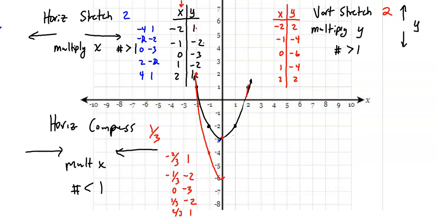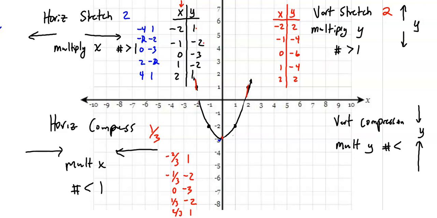And then lastly, I know this is getting kind of redundant, but I just want to show you all the possibilities. When I do a vertical compression, that means I'm smashing things inward. So my y's are getting smaller, so I'm going to be multiplying y's by numbers less than 1. That's how you make them smaller. So I'm smashing them all in. Let's say we do a vertical compression, we'll make it easy, by a half. Everything's getting smashed vertically by a half.